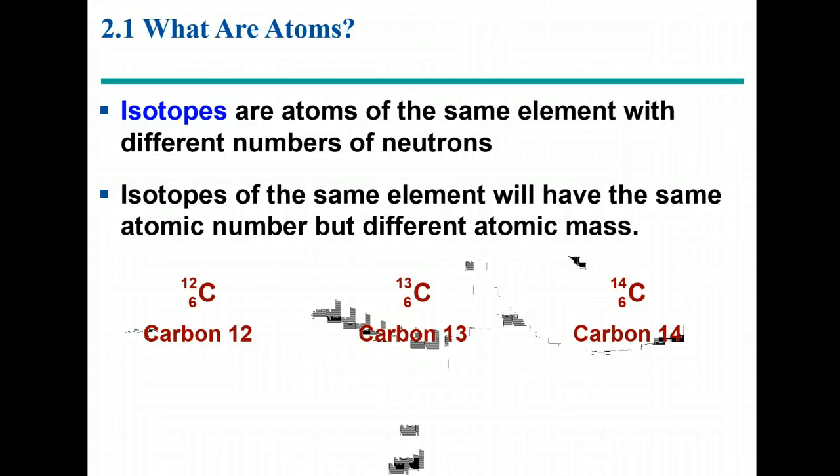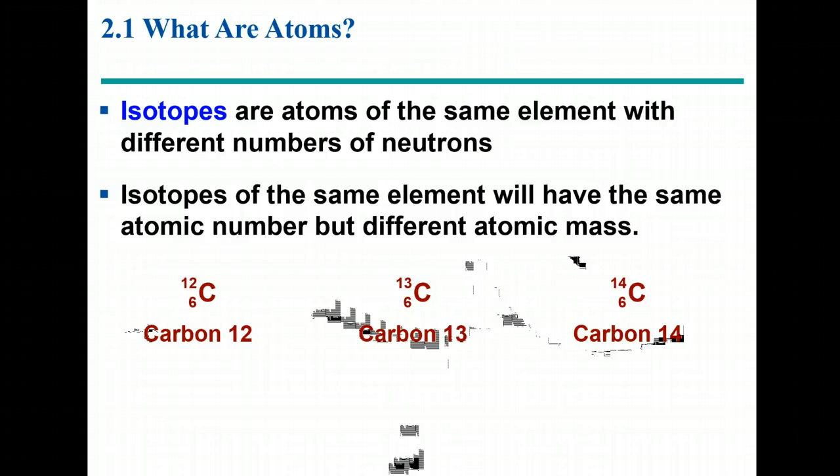If you answered carbon 12 has 6 neutrons, carbon 13 has 7 neutrons, and carbon 14 has 8 neutrons, you are correct. How many electrons does each form of carbon have? If you answered that carbon has 6 electrons in each one of these versions of carbon, you are correct.